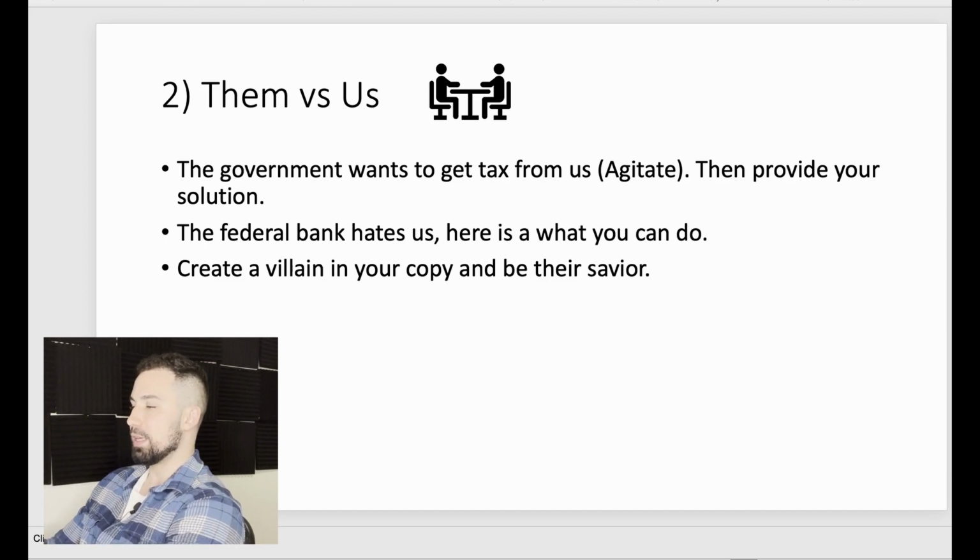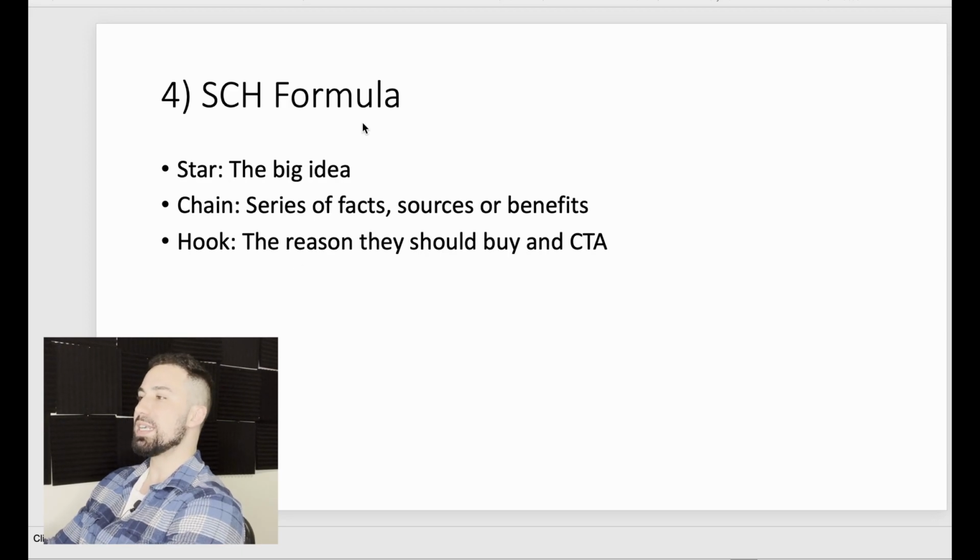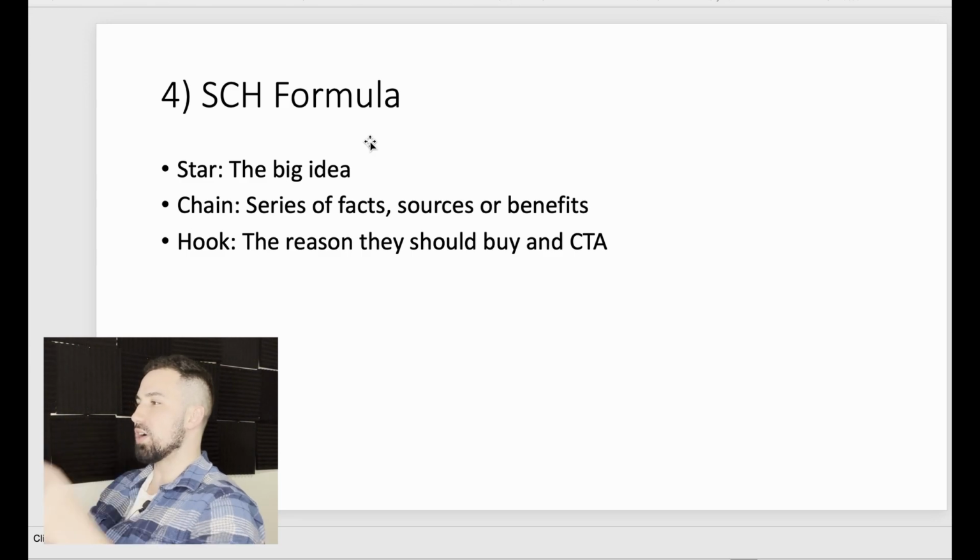We can see that. Let's move on to another one, the SCH formula. The SCH formula has a star, big idea. The star is the S, chain is the C, and hook is the H.